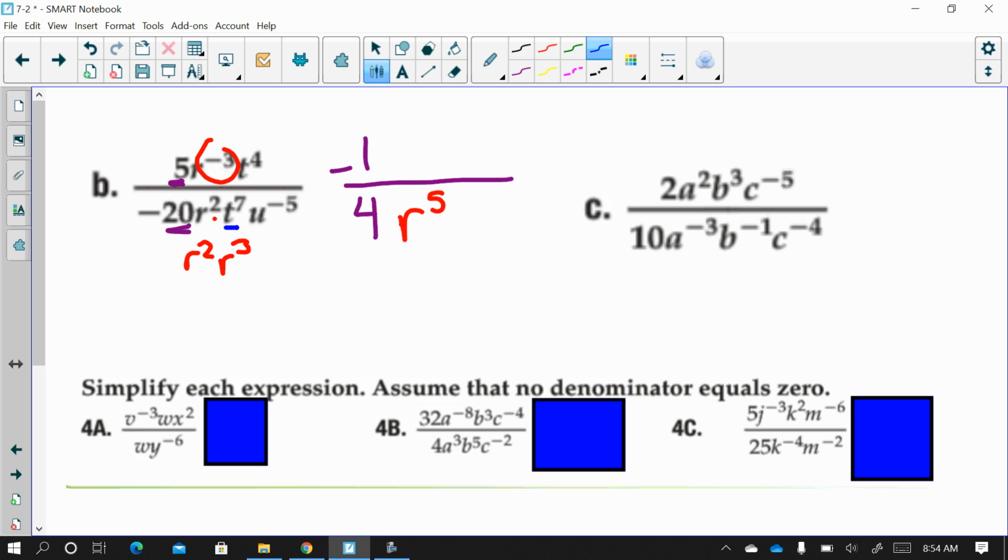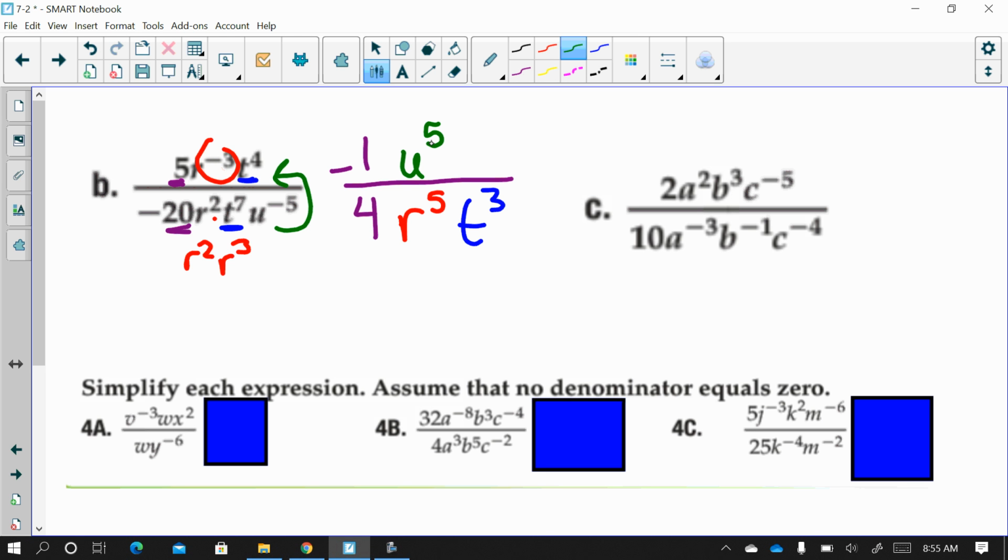Okay, if I look at my t's, I have t to the 7th, t to the 4th. Well, the bigger one's in the bottom, so I'm going to do 7 minus 4 is 3, so t cubed is in the bottom since we started in the bottom. And then finally, u to the negative 5. I don't like negative exponents, so he's going to come to the top, and his exponent becomes positive.